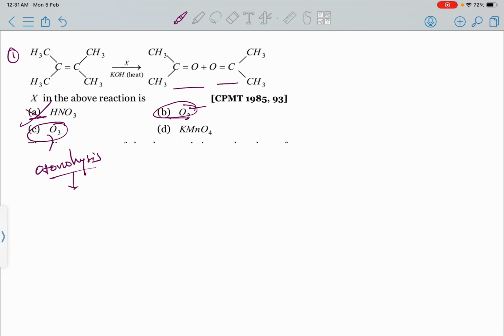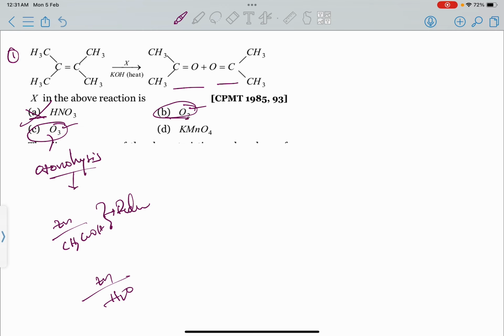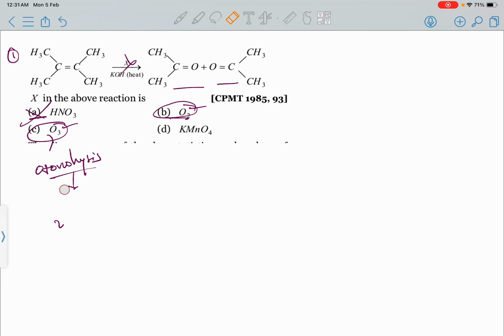In order to consider ozone here, ozonolysis takes place in the presence of zinc and CH3COOH, in case it is a reductive ozonolysis. And in case it is an oxidative ozonolysis, it's just Zn, H2O plus O3. And here also O3, it's oxidative ozonolysis. It is neither of them, so it's not ozonolysis. So the third option will be exempted. We are left with only one option, that is KMnO4.